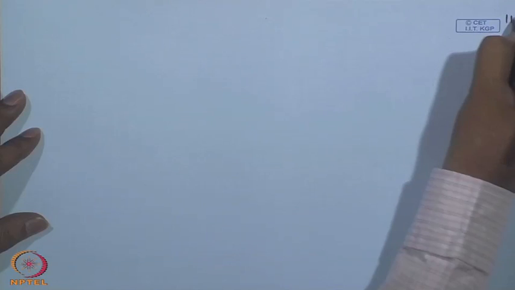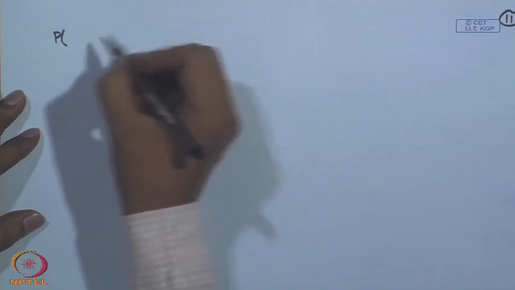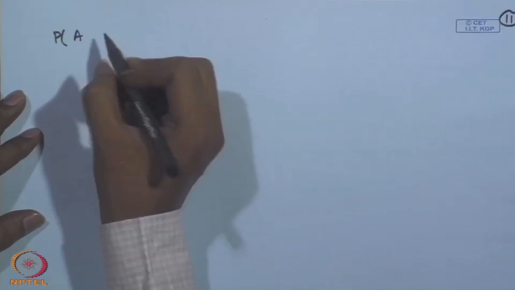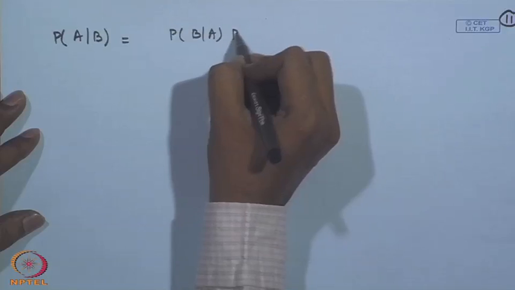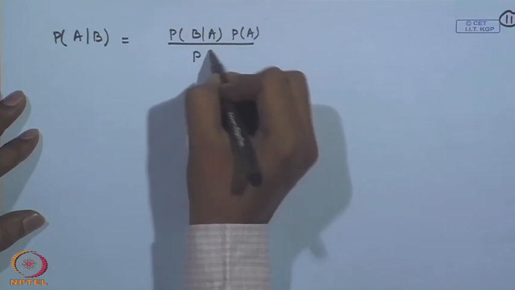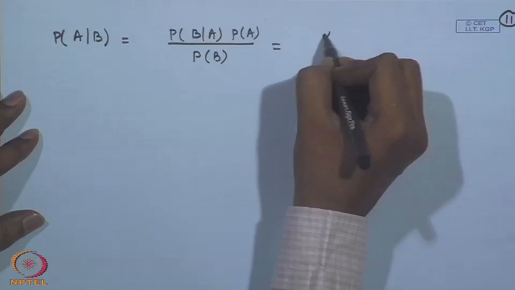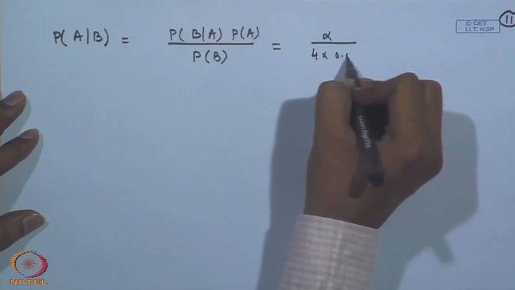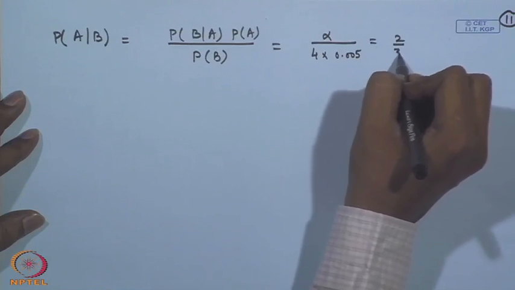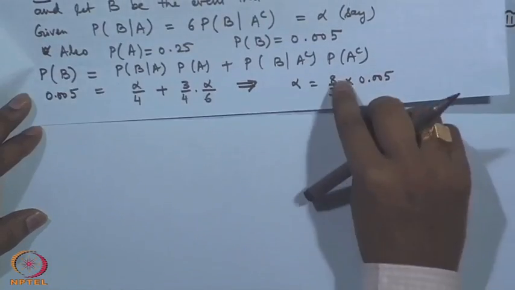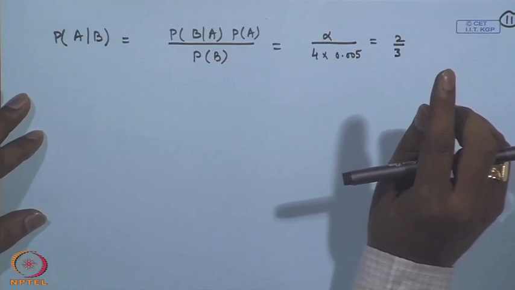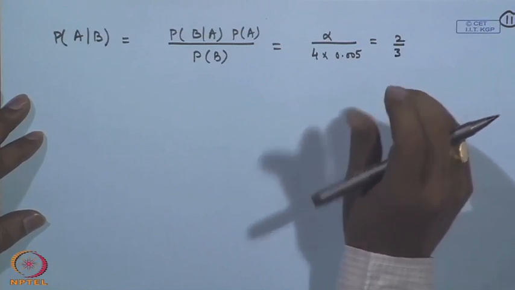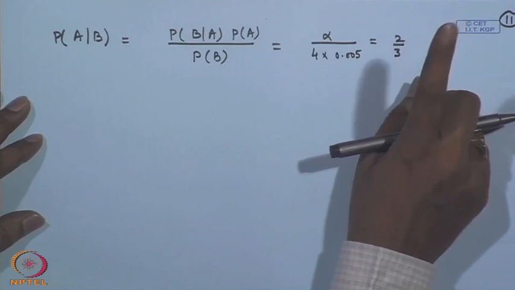0.005. Now, let us look at our event. What is the probability that he drank regularly given that he dies due to a liver disease? So, here we can apply Bayes theorem. So, that is equal to alpha divided by 4 into 0.005, that is equal to 2 by 3, because alpha we have already calculated to be equal to 8 by 3 into 0.005. So, if we substitute it here, we will get 2 by 3. So, if a person dies due to liver disease, then there is a high chance that he was a regular drunkard.